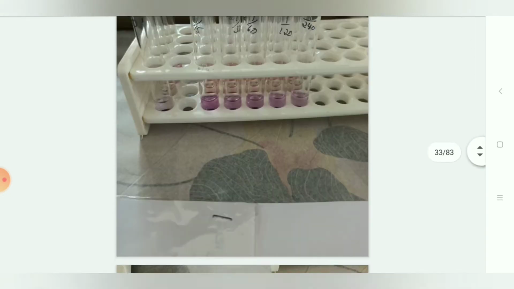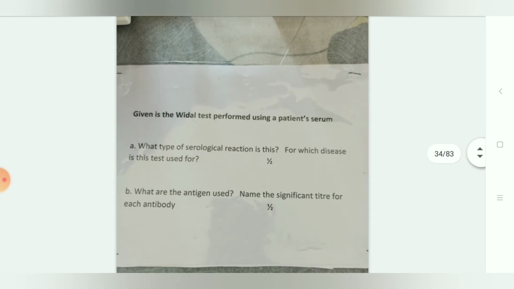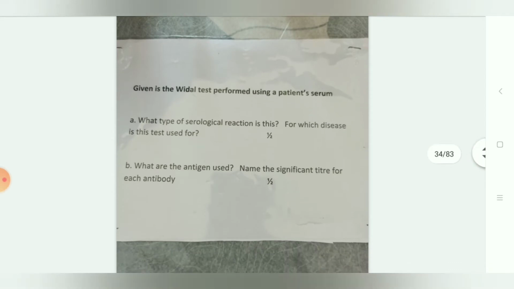Then, what are the antigens used? The antigens used are O and H antigens of Salmonella typhi, and H antigen of Salmonella paratyphi A and B. And name the significant titer for each antibody. For O, it is more than 100, and for H, it is more than 200 titer.